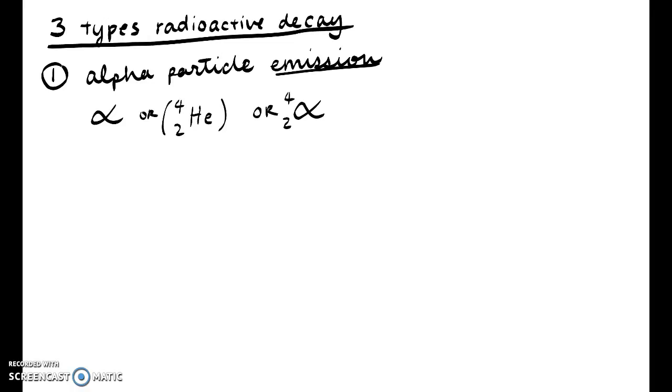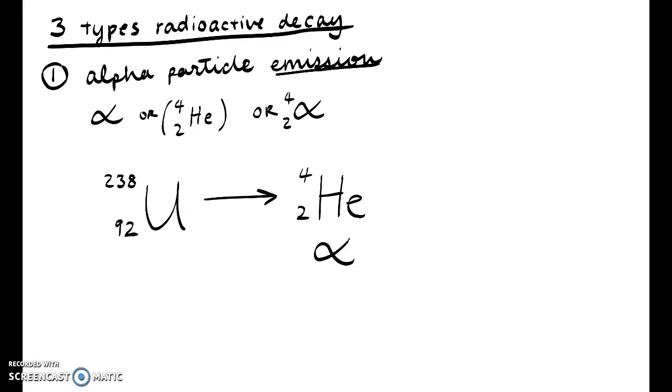One example is when we have uranium-238. Uranium has 92 protons, and uranium-238 has 238 neutrons and protons total together. When we say that it emits an alpha particle, we say that it's going to yield an alpha particle here, and we're going to use He, although we could use any of these three ways.